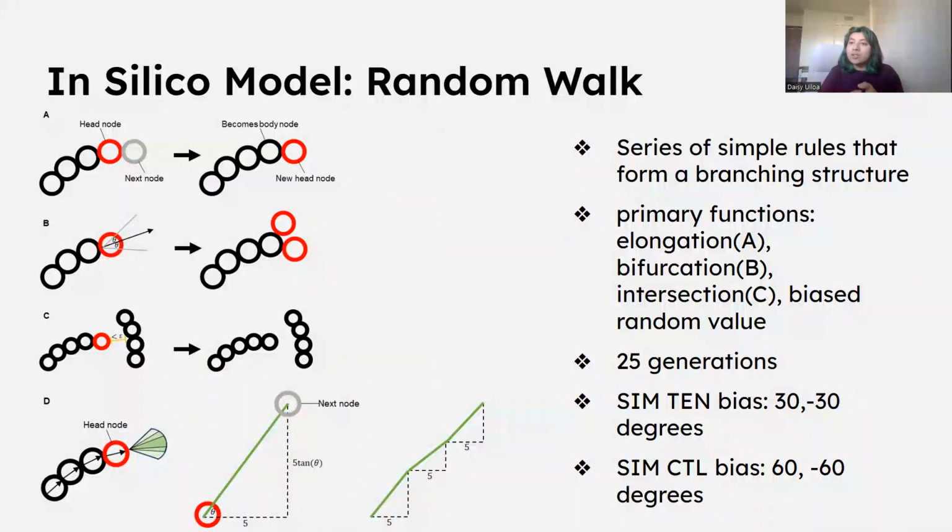So simulated tensional glands prefer to grow at 30 and -30 degrees, and simulated control glands prefer to grow at 60 and -60 degrees. Once that angle is chosen, a line is drawn from the current node and the next node using this function here, phi tangent theta. And here we can see how several steps of this can create a long branch seen in green.